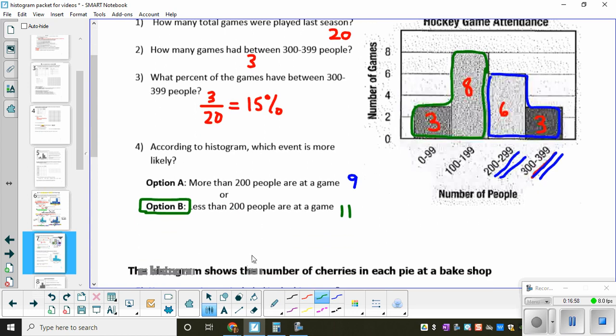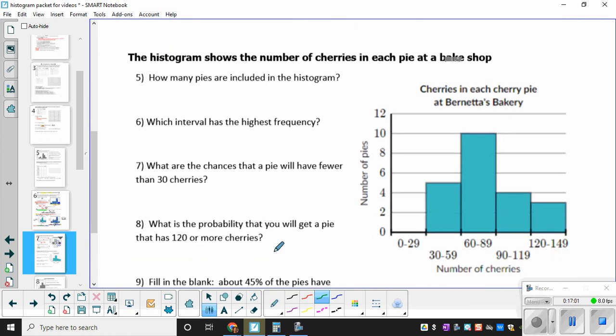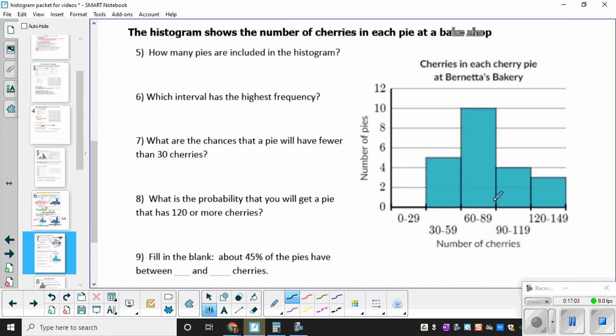All right, now let's move on to another example. And the pie chart, or excuse me, the histogram is going to look familiar here because we just explored the median and found that the median was in this interval right here. For the first question, I want to know, though, again, how many pies are included in the histogram. So we had that there were 5 pies in this category because the 5 right here.